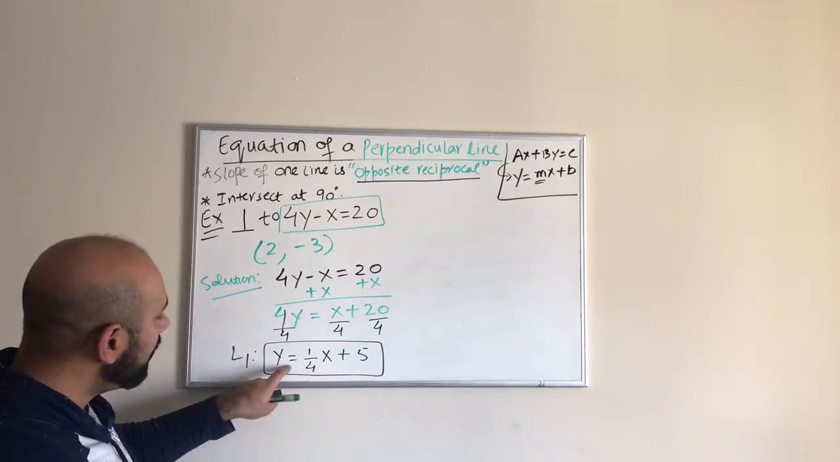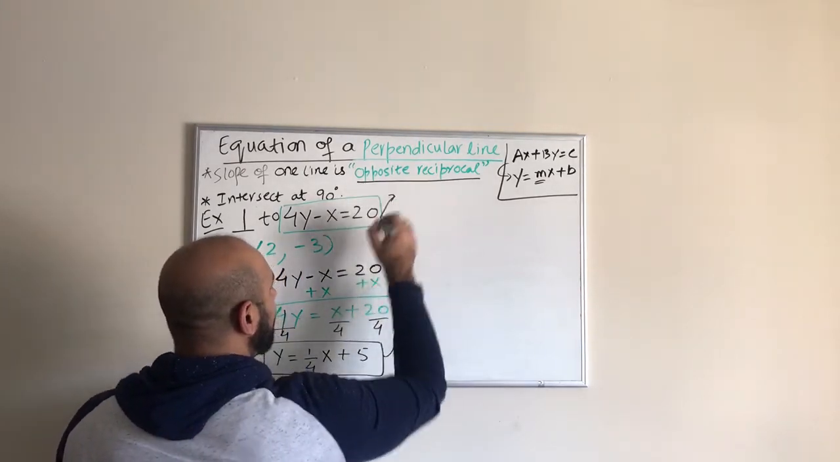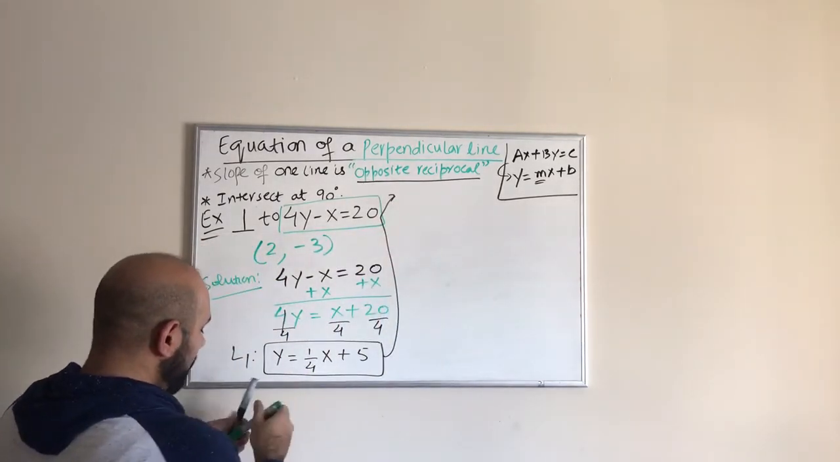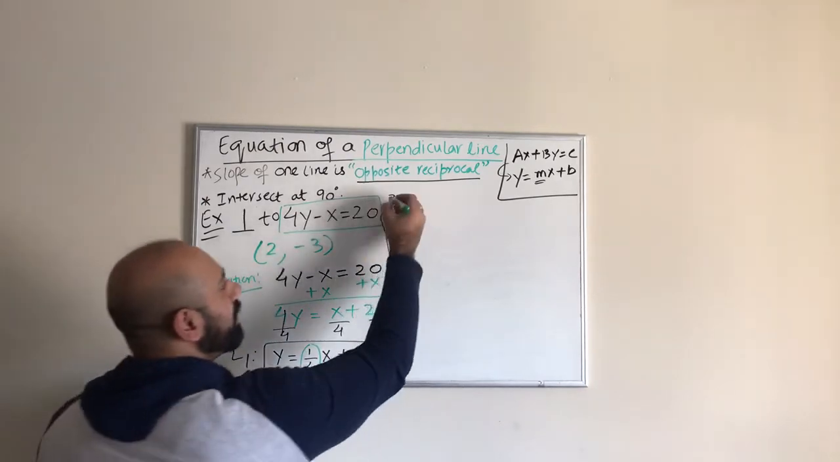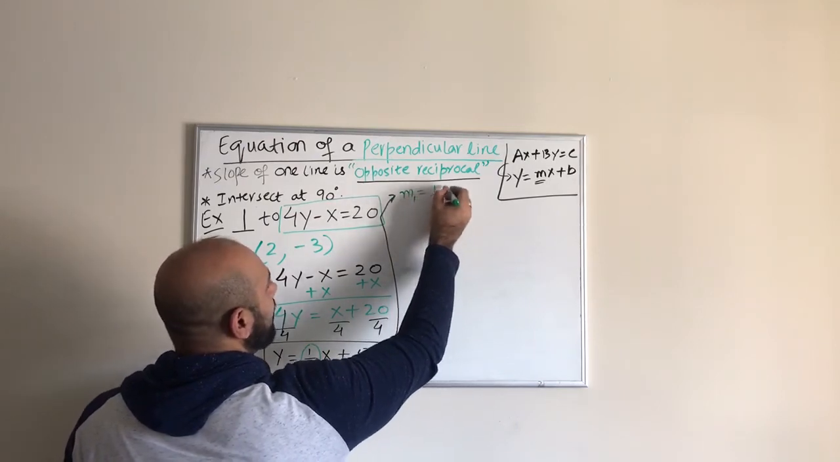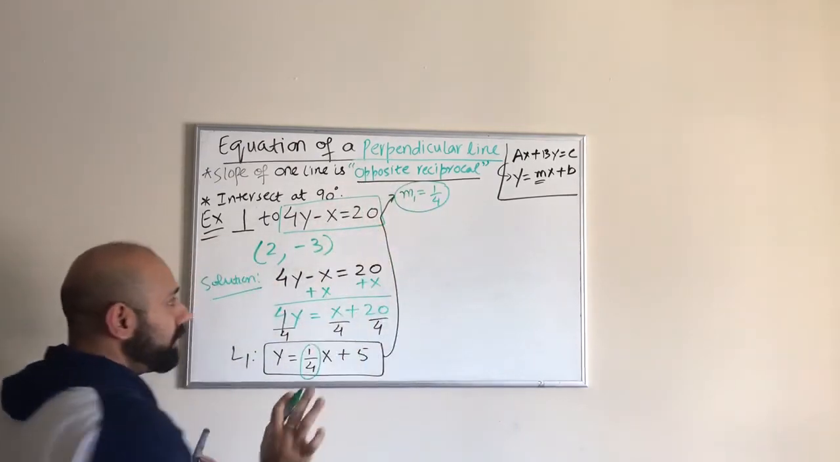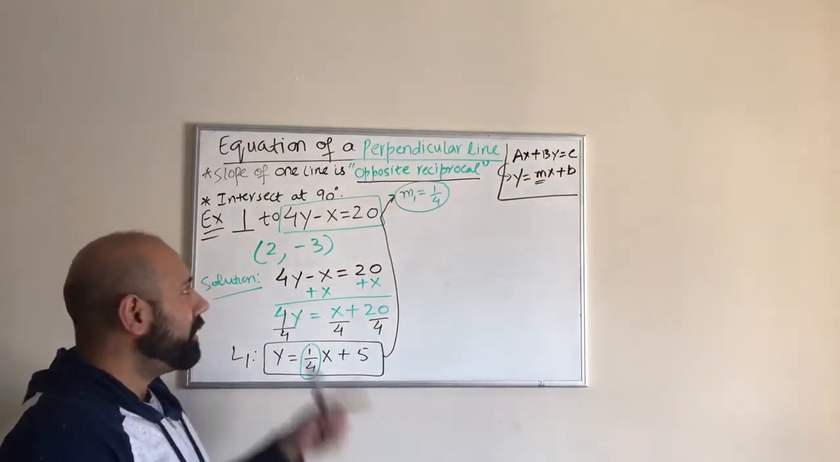And for this line 1, what is my slope? The slope of this line can easily be identified, which is the coefficient of x. So let us call this slope m1, which is 1/4. So that is the slope of the given line, correct? Now we want to write the equation of a line which is perpendicular to this line.